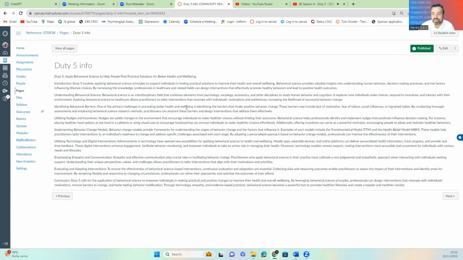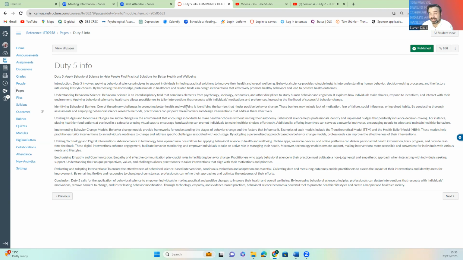It's all there, isn't it? It's all there. We have it all. We just need to bring it together. Don't get me wrong. We need to also identify the barriers that hinder positive behaviour change. Okay, so there will be barriers there.